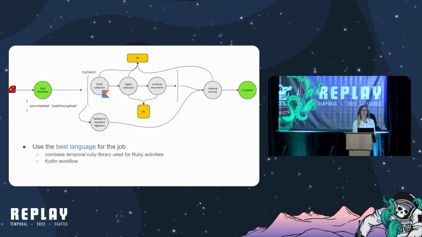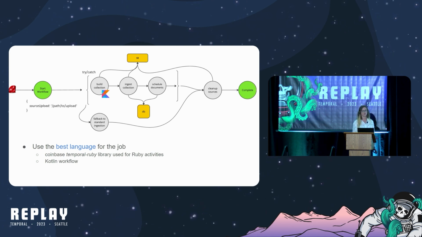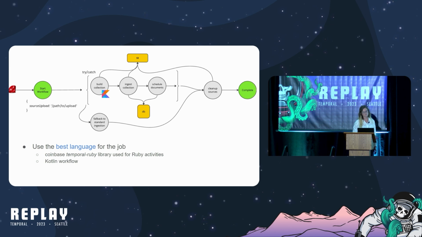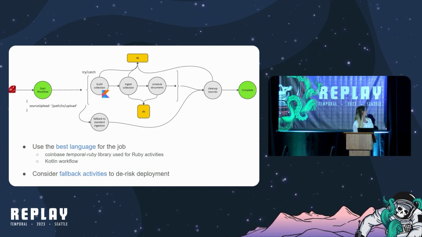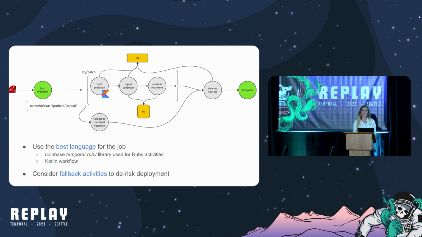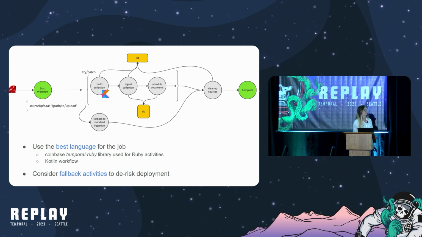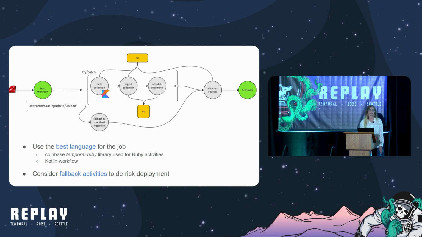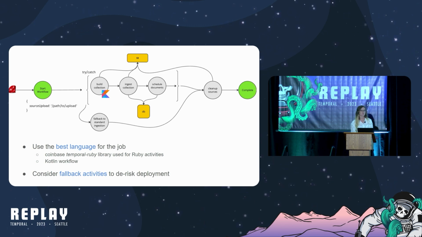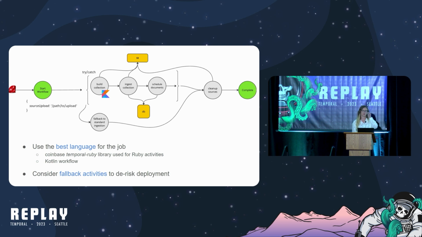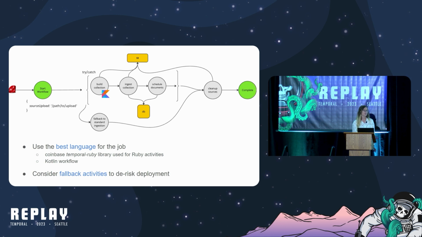In order to build the Ruby activities, we are using a third-party library, the Temporal Ruby Coinbase library. And the last thing I want to call out here, which I didn't point out earlier, is this fallback activity that we implemented. The reason was, this was a modification to the core piece of our pipeline and something that was deemed quite risky. So in order to deploy it and de-risk that deployment, we didn't want to block customers if something went wrong within the new code path.